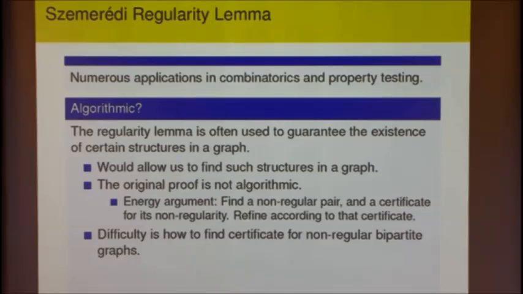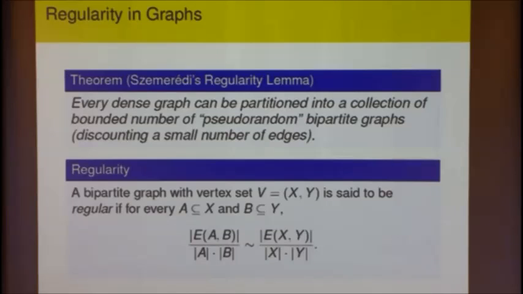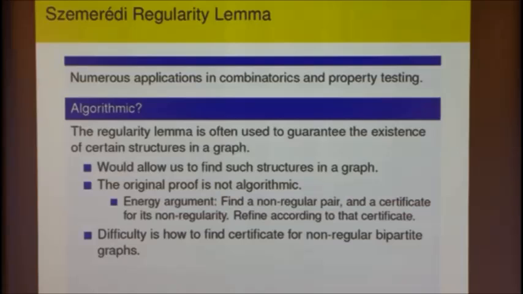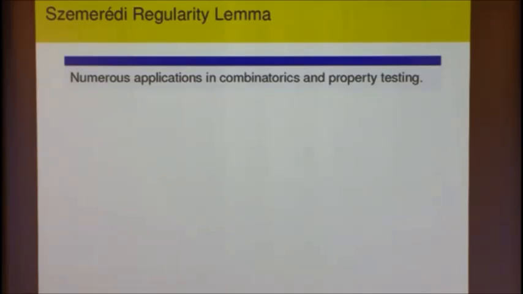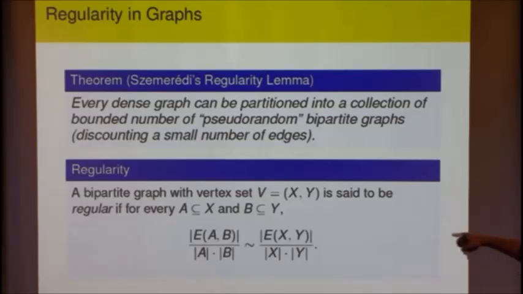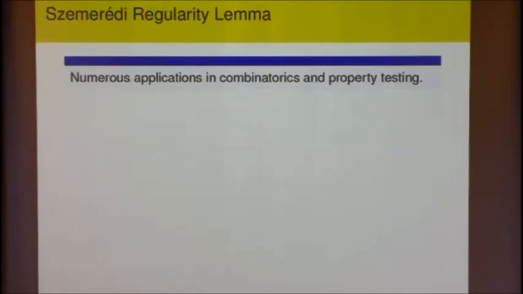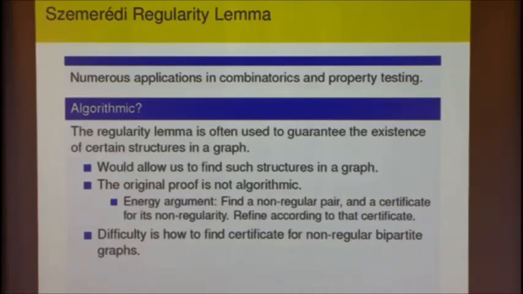So the original proof is not algorithmic, and if you are familiar with the proof of the regularity lemma, it's basically an energy argument. You find a non-regular pair, a pair A and B which violates this condition, and then once you find it, you use it to refine your existing partition, right? And a certain energy quantity goes up every time. But then the question is, how do you actually find this certificate for non-regularity? How do you find these subsets A and B, which a priori seem to require exponential time?